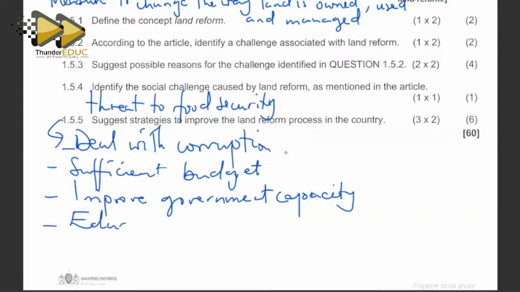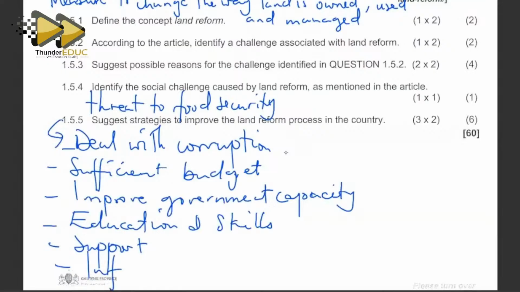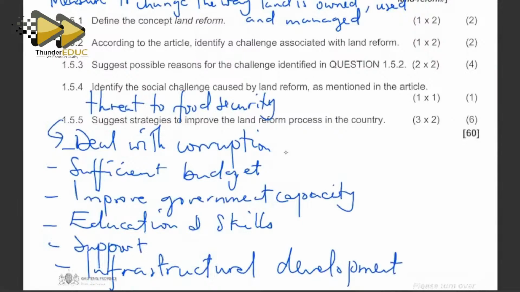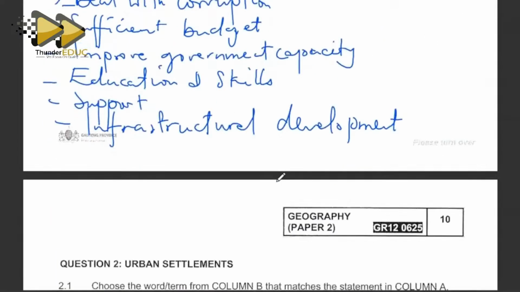Then we need education and skills. The farmers need to be equipped with skills to do productive farming. Then when we talk of support, the government must offer support to the farmers. They also need infrastructural development. We need to develop infrastructure so that the resettled farmers have access to basic infrastructure that will enable them to be productive enough. Right. So if we try to address some of those things, then that can help us attain a productive land reform.